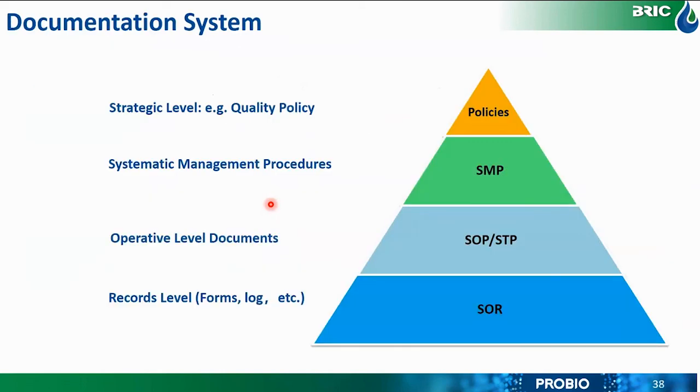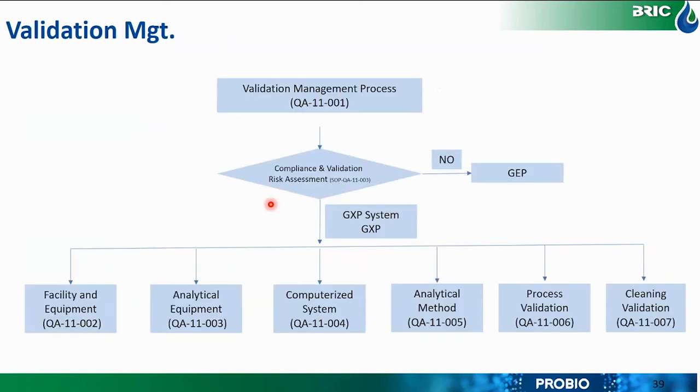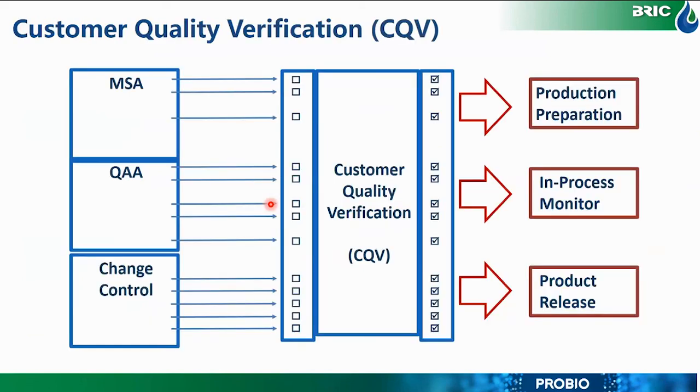And we also established the GMP documentation system. We have 4 levels of documentation: policy, SMP, SOP, and SOR. And this documentation is well managed in the GMP system. And for validation management, we have established an excellent validation and qualification system, covering facility, equipment qualification, instrument qualification, analytical methods validation and verification, computerized system validation, CSV, process validation, and cleaning validation.